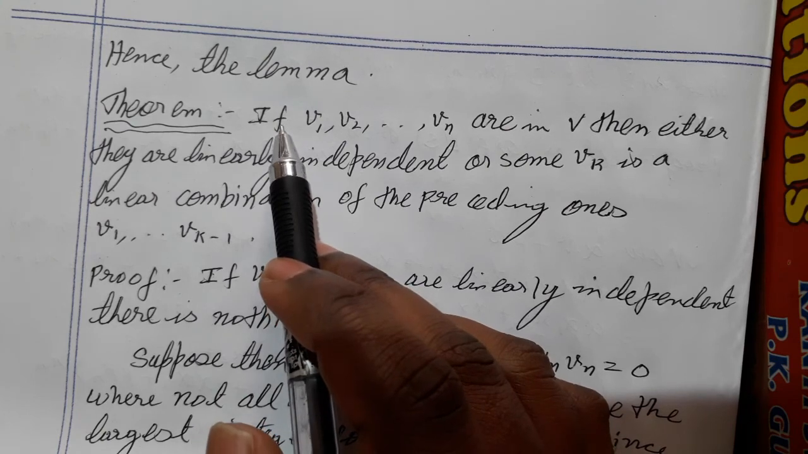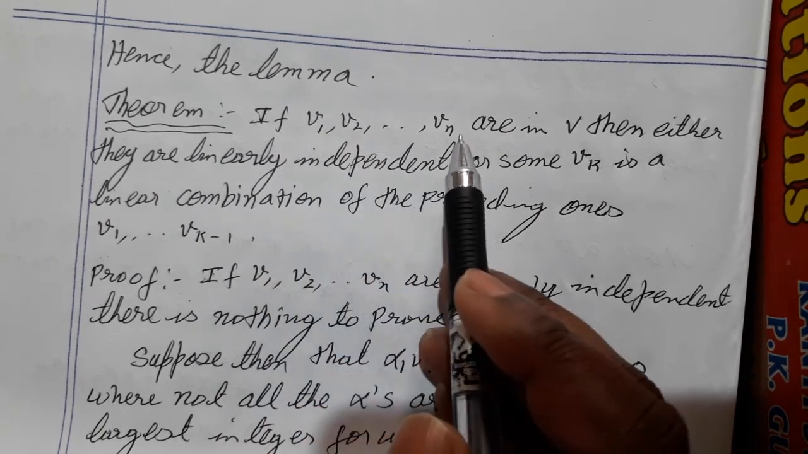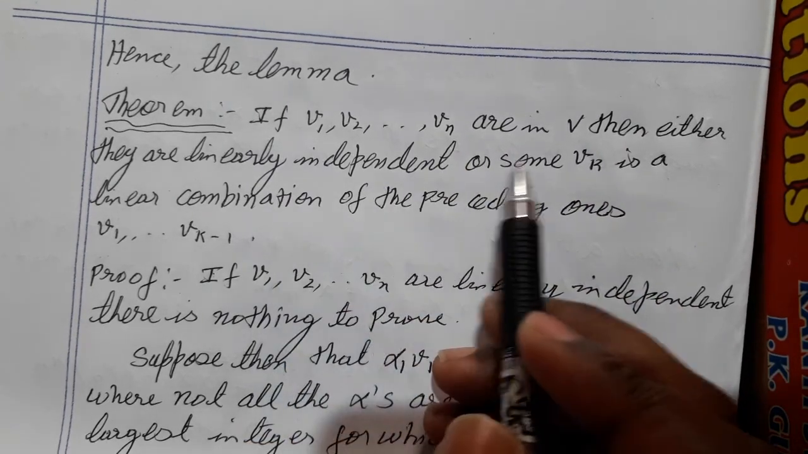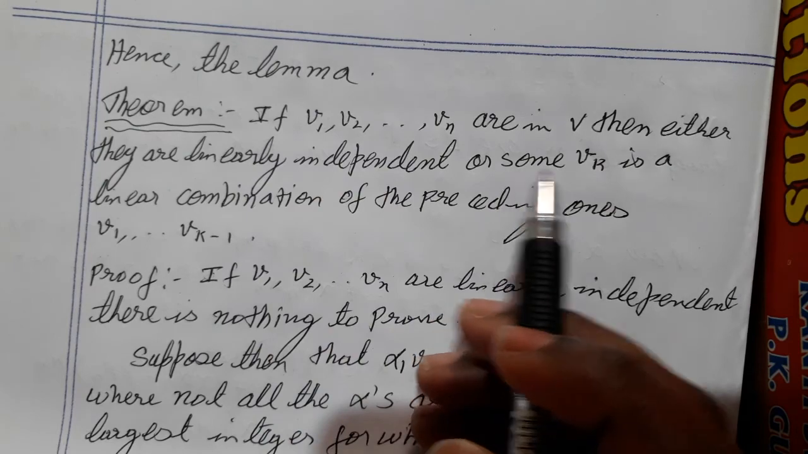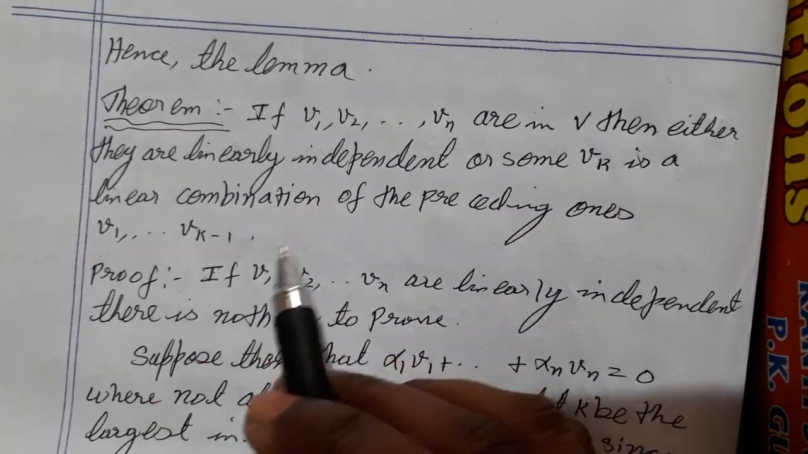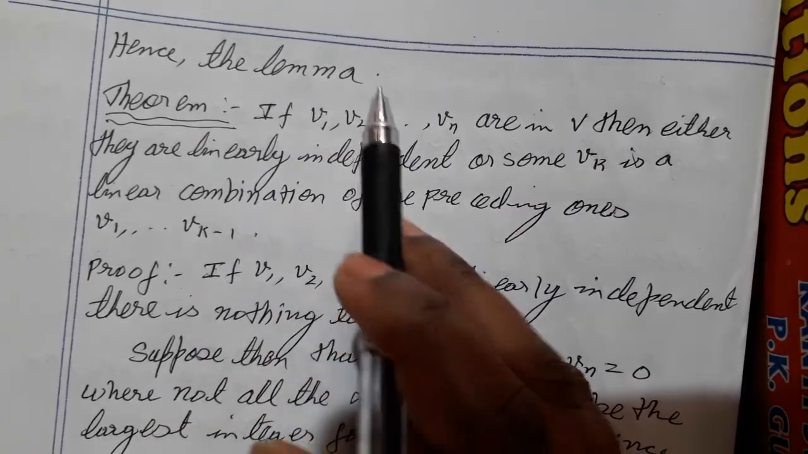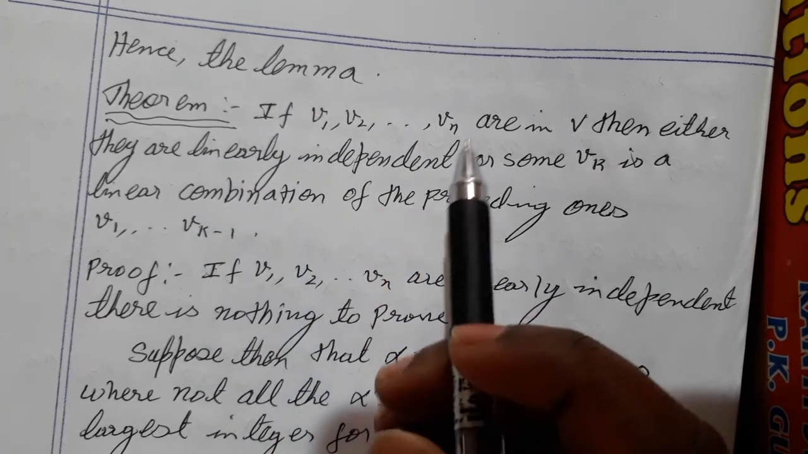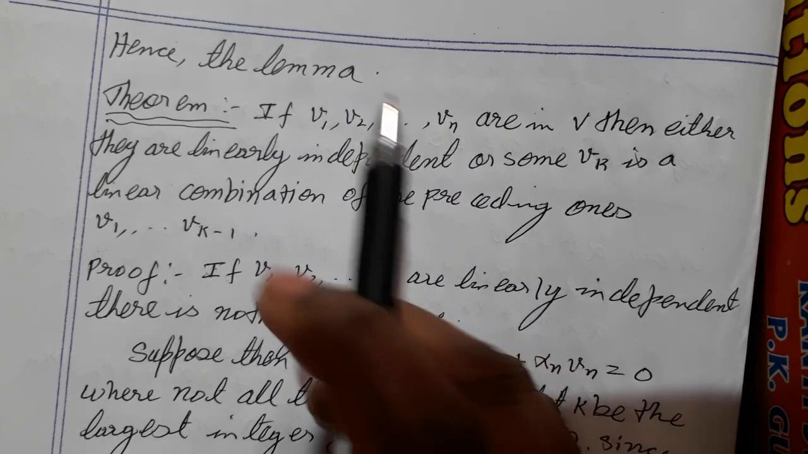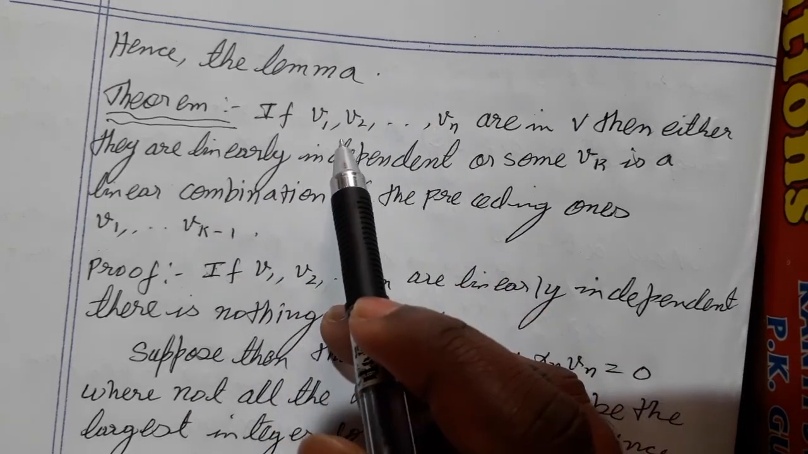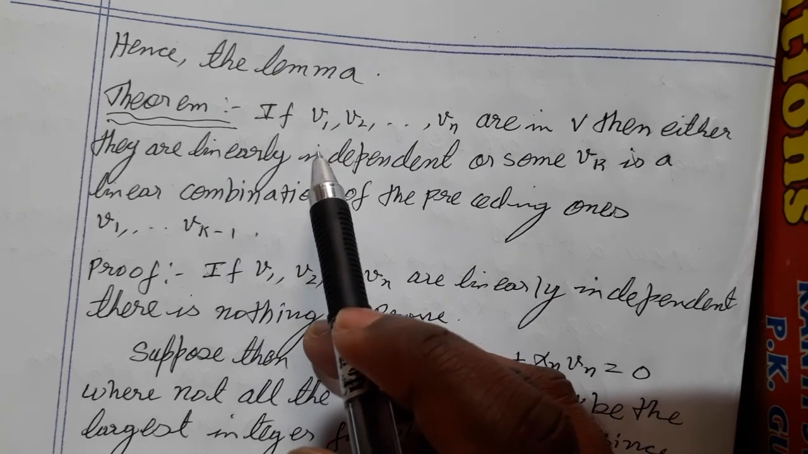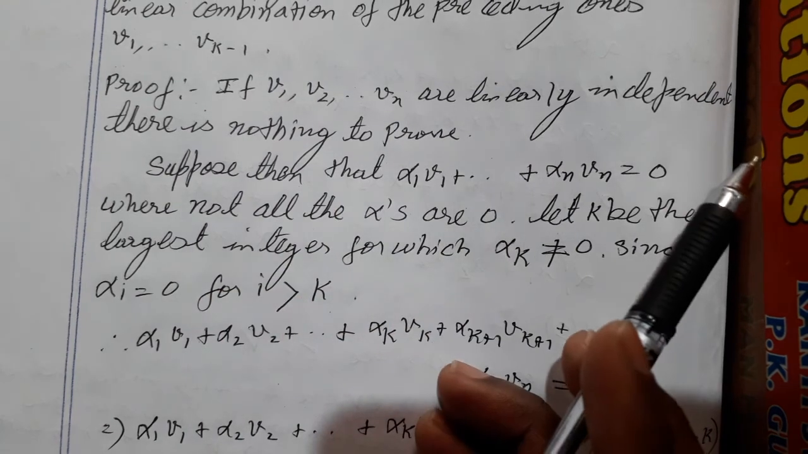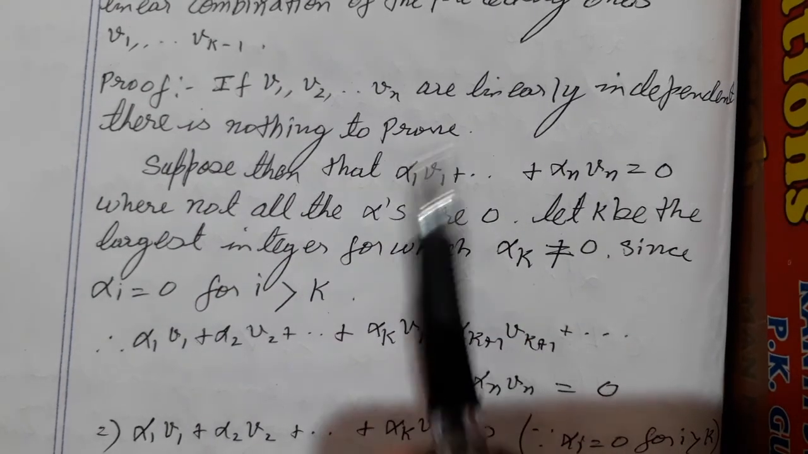Here we are doing: if v1, v2 till vn are in V, then either they are linearly independent or some vk is a linear combination of the preceding ones. So in this theorem, either this set is linearly independent, or if not, it should be linearly dependent. So at least one vector from here can be written as a linear combination of the preceding ones. If these are linearly independent, there is nothing to prove.